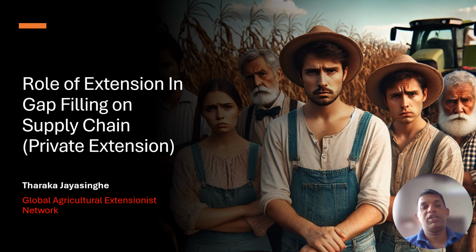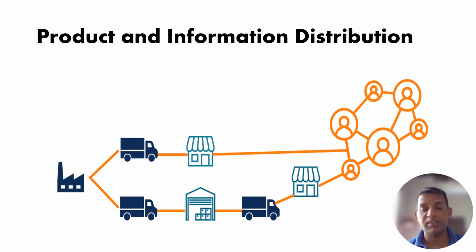We will discuss here today the role of extension in gap filling on supply chain. This is a simple example of the distribution channels or the supply chain. Take this as one of the agri input companies. It has a lot of inputs to sell to the end farmers or end consumers. So the product has to go through the different segments of the supply chain. It goes to the main distributor and the stockist, and then directly to the end customer or farmer.